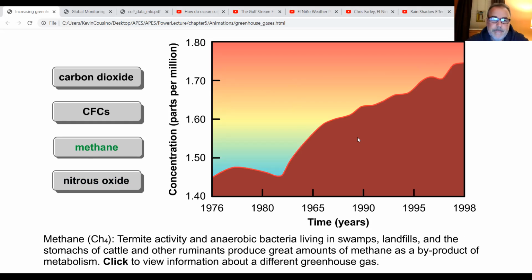atmosphere. Okay, and also these all do not trap heat evenly or equally, I should say. Some are much more powerful, meaning they hold on to more heat than others. All right.